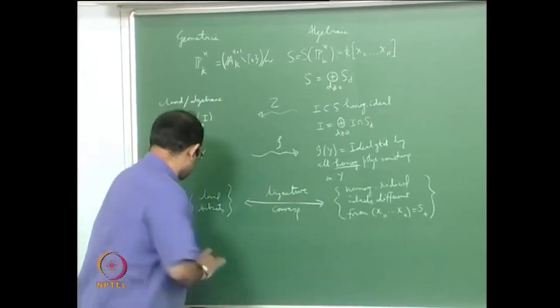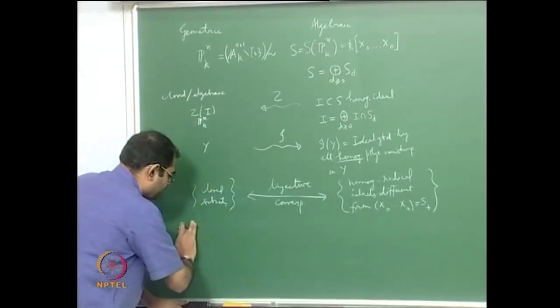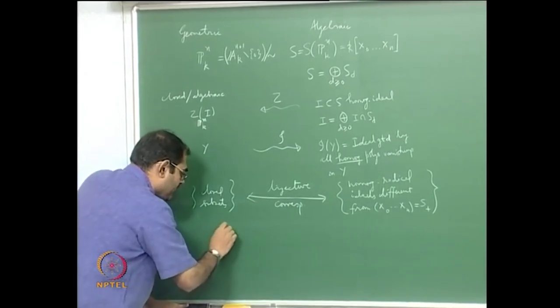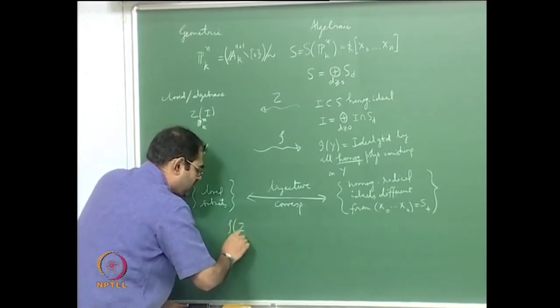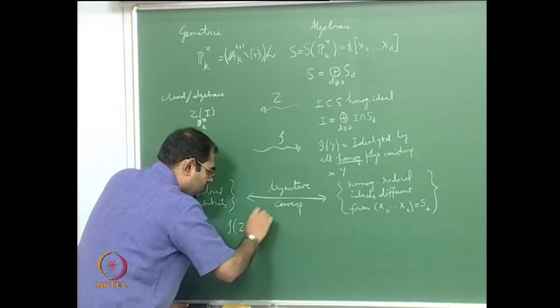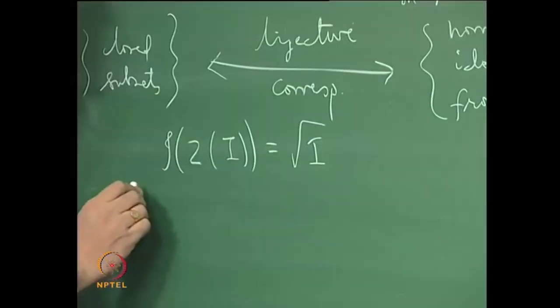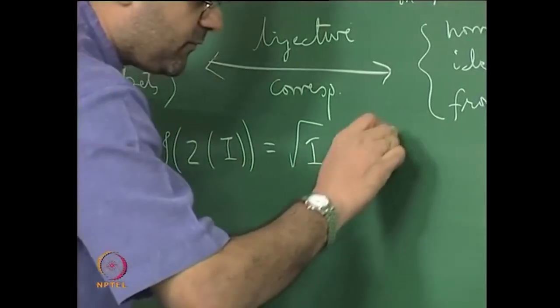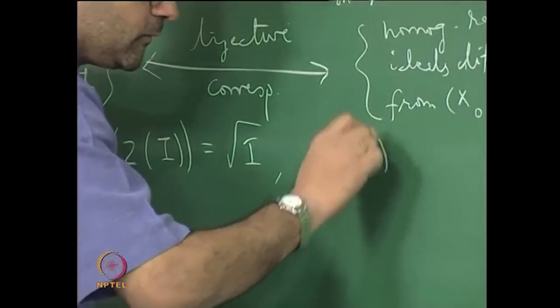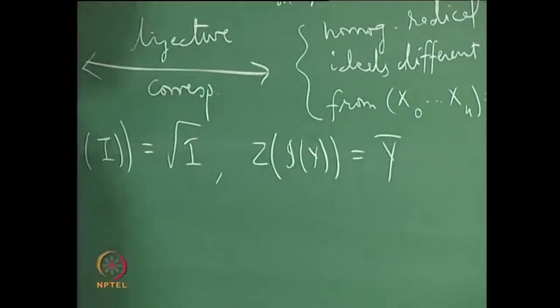So you have this bijective correspondence, and then of course we have these facts like I of Z of I is the radical of I, and Z of I of Y is Y bar, the closure of Y.